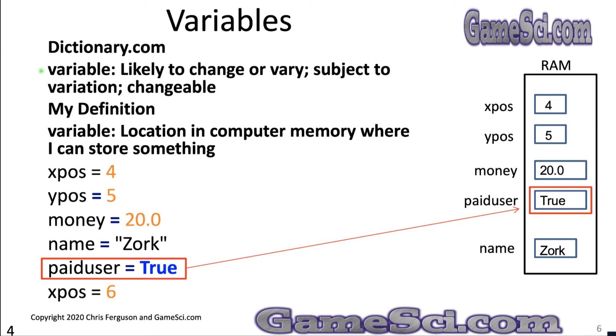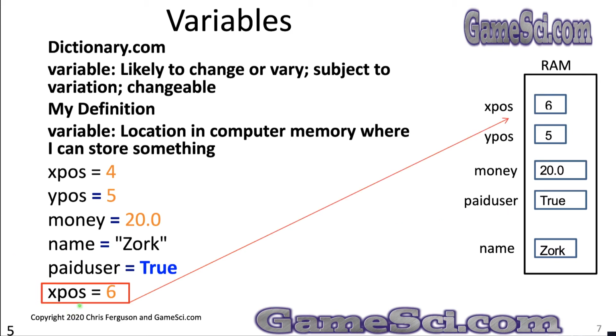Now go back to the original definition, likely to change or vary. Let's change one of our variables and see what happens. What you'll notice is assignments in Python are what we call destructive. I said x position equals 6, and it stored a 6 in that piece of RAM memory that used to hold 4, and the 6 overwrote the 4. Assignments in Python are destructive. When you assign a new value to a variable, it replaces what was previously stored in the variable. The 4 is gone and the 6 replaces it.